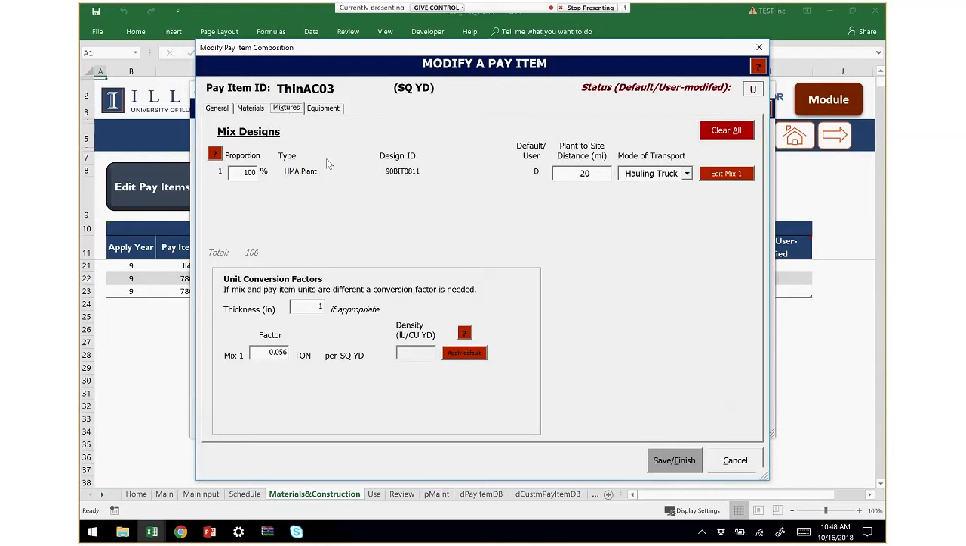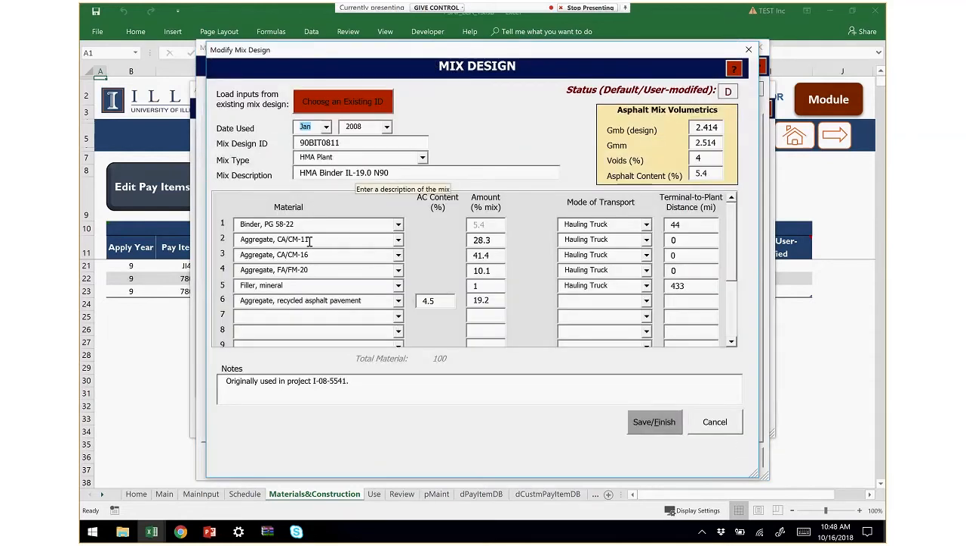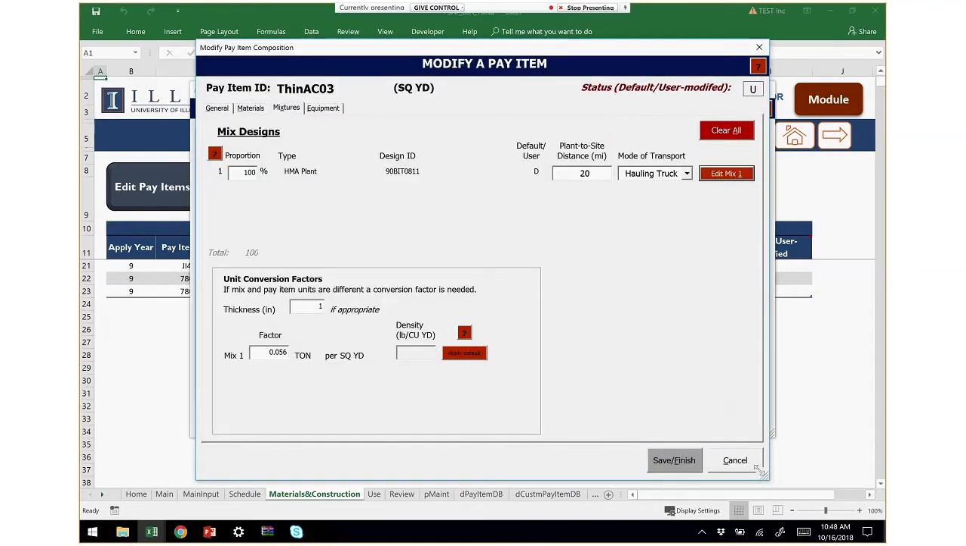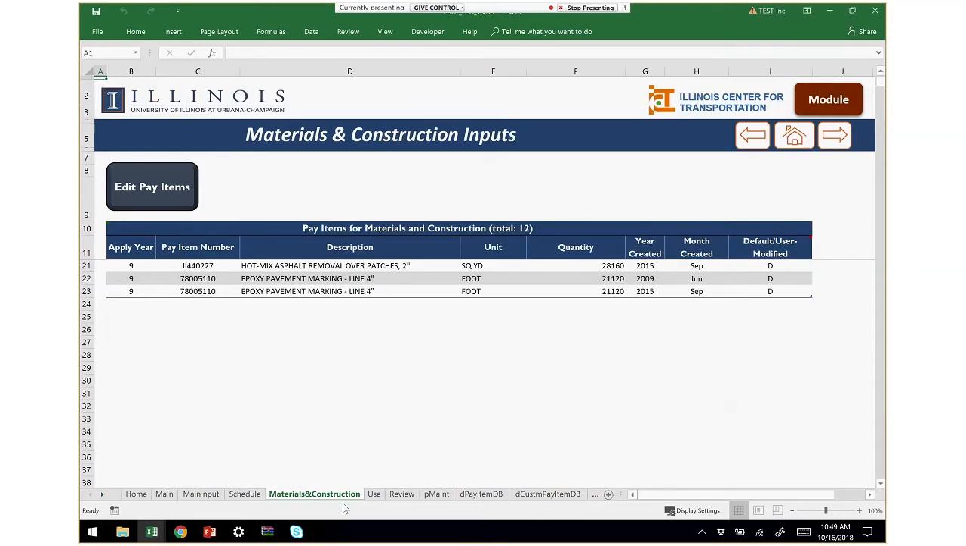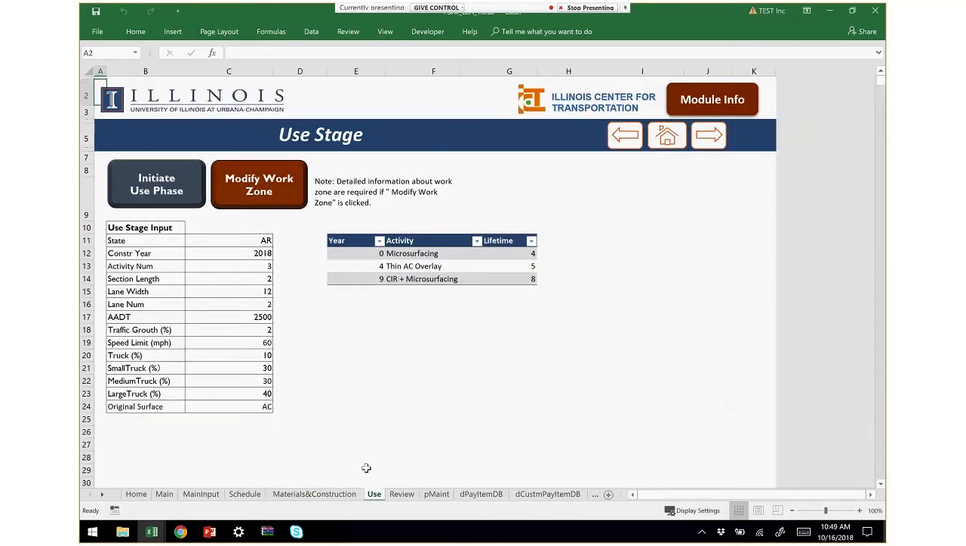So we know for this thin AC overlay, let's say we are using an HMA mixture identified as this design ID. That's a design ID used by IDOT commonly. For this particular example, we chose that. And you can go in and edit your mix design. If you want to maybe put another mix design for this treatment, then you can just change that mix design and then save it and make it as part of your treatment.